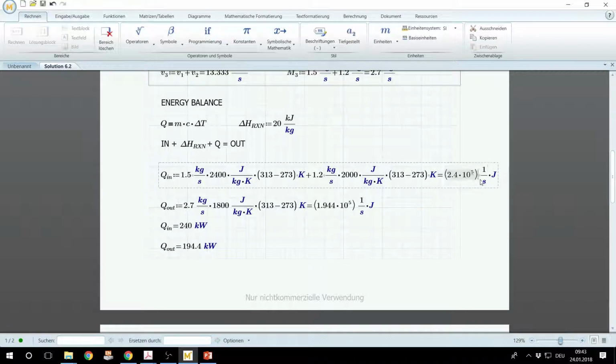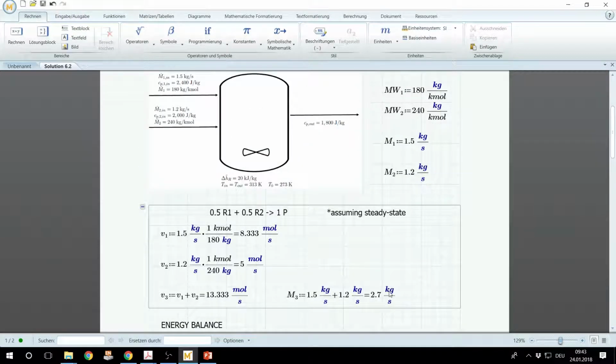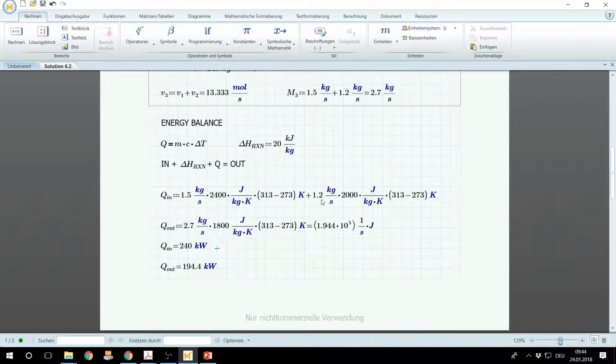And in general then, when we calculate the amount of energy coming in, we'll get a value of 240 kilowatts. Coming out, we take the outlet stream, so here 2.7 kilograms per second times 1800 joules per kilogram Kelvin, and again this temperature in is equal to temperature out. This temperature difference with respect to T naught, this gives us a value of 194.4 kilowatts.